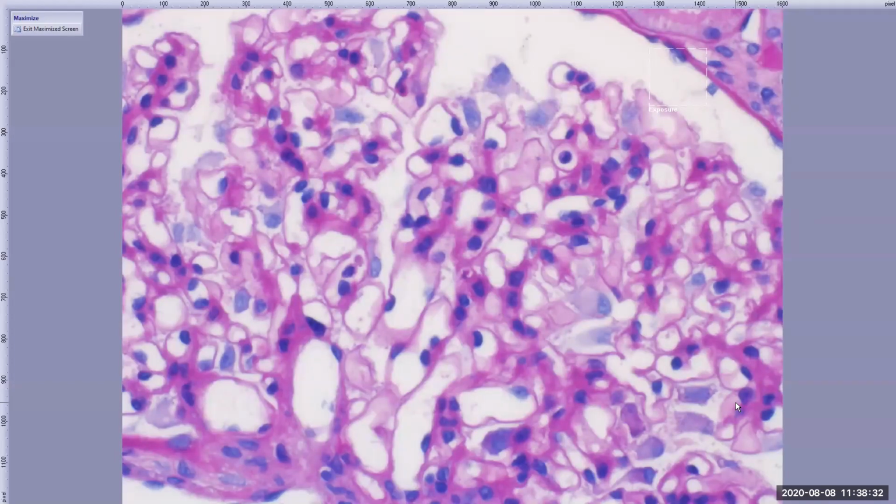Can you comment on these smudgy appearing cells that are throughout? I don't know how to best describe them. They're kind of light purple. Is that just an artifact, or is that something that's happening?